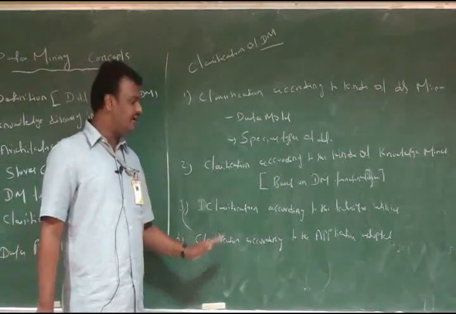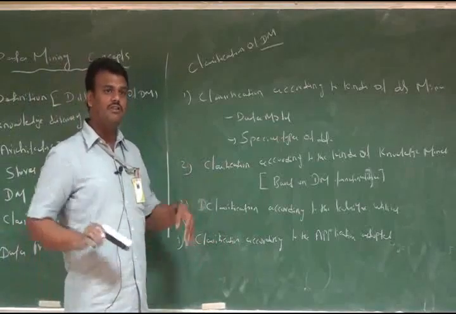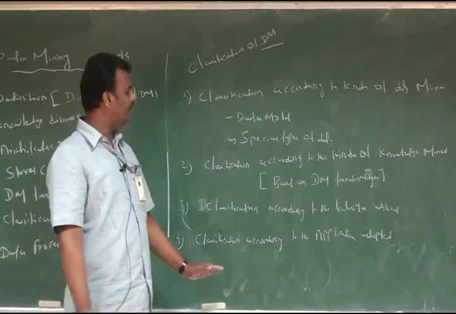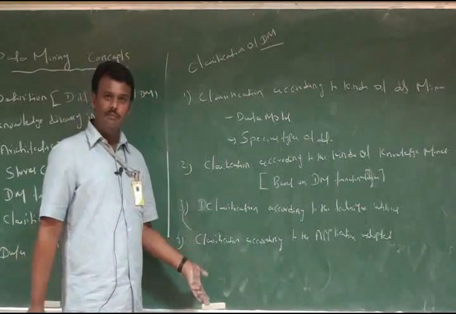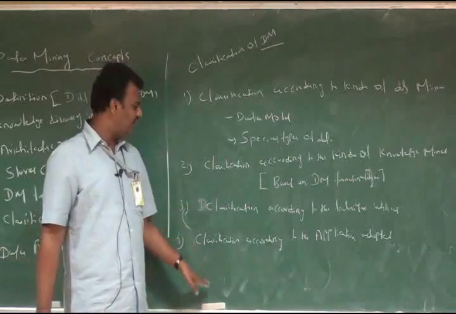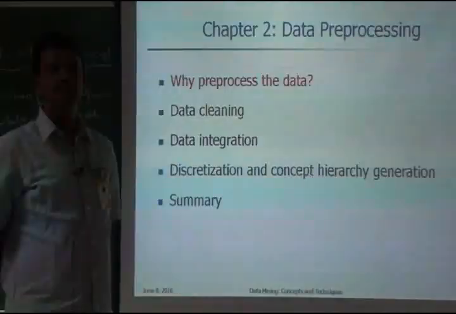The last one is the classification according to the application adapted. What application? The data mining systems are specifically used in telecommunication, email and the stock exchange, for example, for the classification according to the application adapted. The next one is data pre-processing.